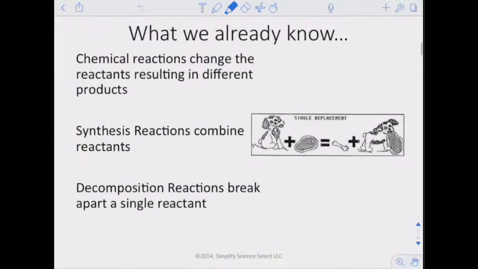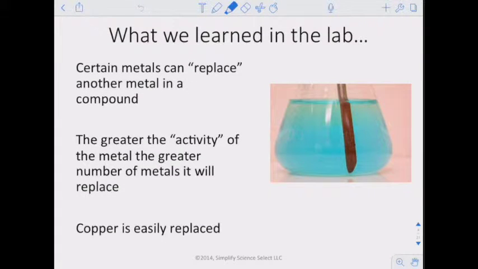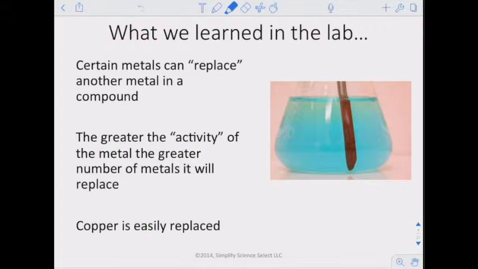So what we should already know: chemical reactions change the reactants, resulting in different products. A synthesis reaction is a combined reaction, and a decomposition reaction breaks a single reactant apart. And so, jumping into what we learned in the lab, certain metals can replace another metal in a compound, and the greater the activity of the metal, the greater the number of metals it will replace. And we see that copper is very easily replaced.